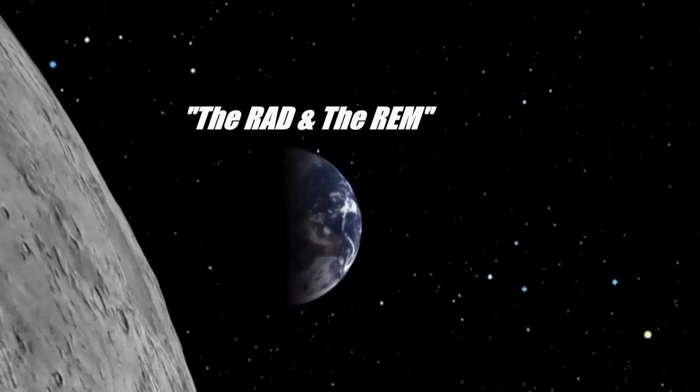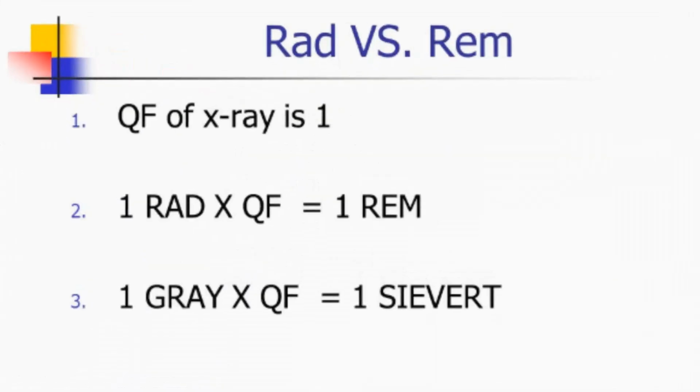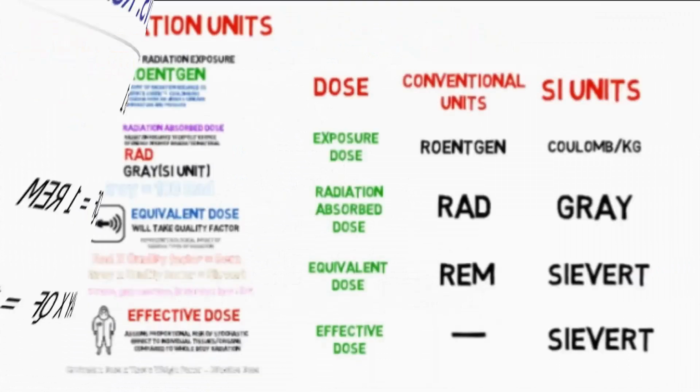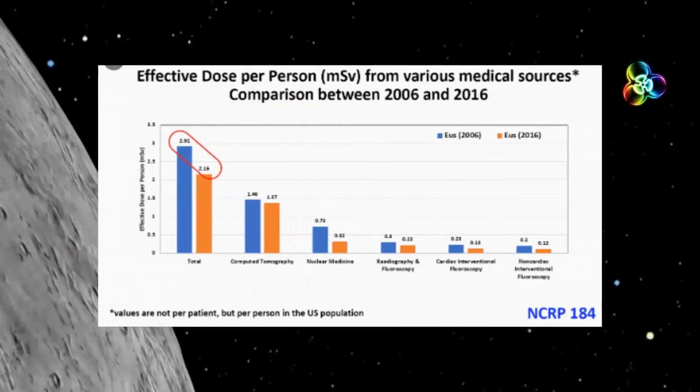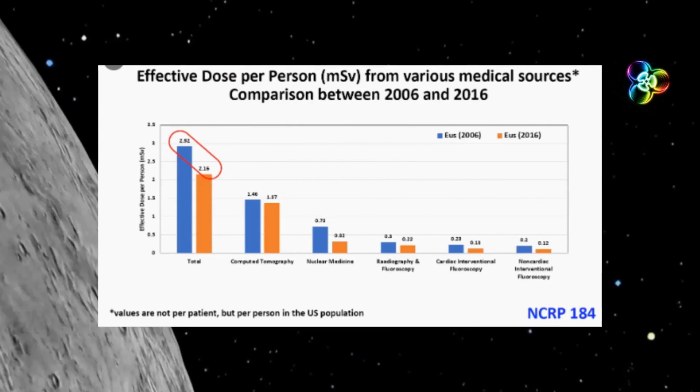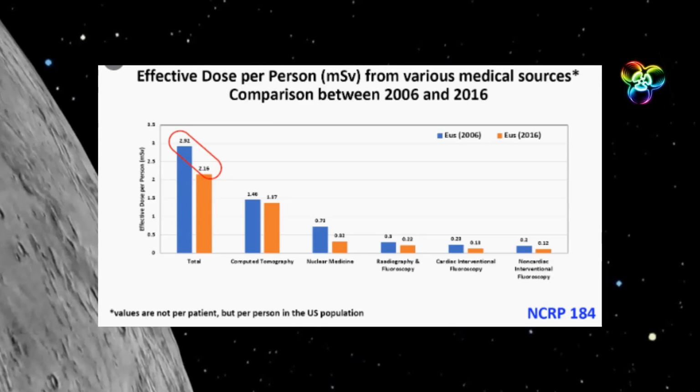The RAD and the REM. The absorbed dose was referred to as the rad, while the equivalent dose was referred to as the rem. Thus, these are old terms which now have been replaced by the Gy and Sv. The average yearly dose per person in background and man-made radiation in the United States is approximately 0.62 rems, which is 620 mrems, or as expressed in the new unit, 0.0062 sieverts, or 6.2 millisieverts.